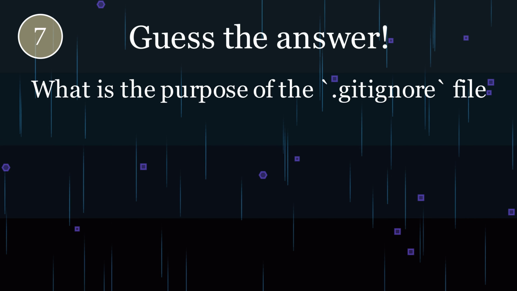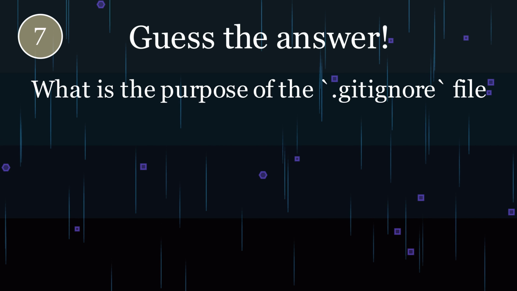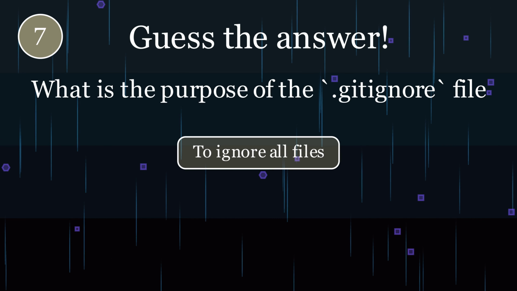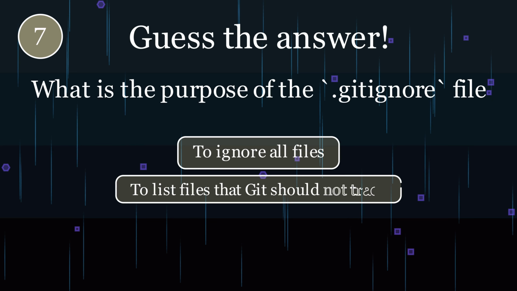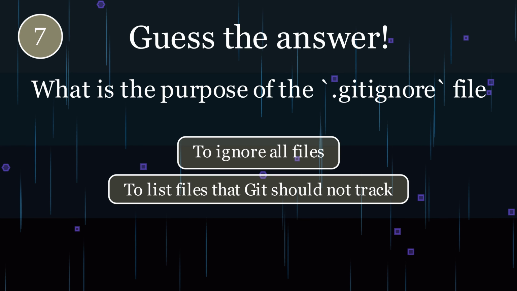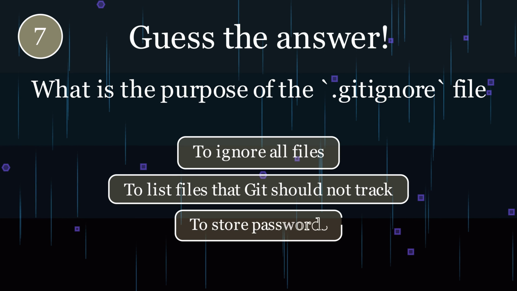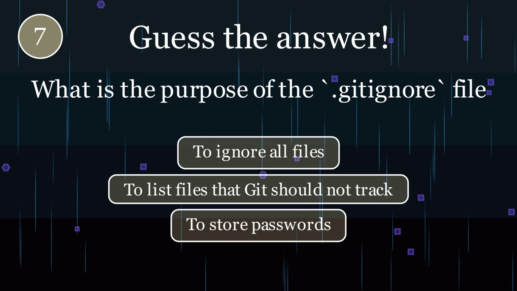What is the purpose of the .gitignore file? To ignore all files. To list files that Git should not track. To store passwords.